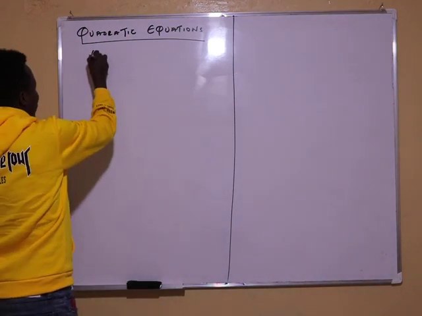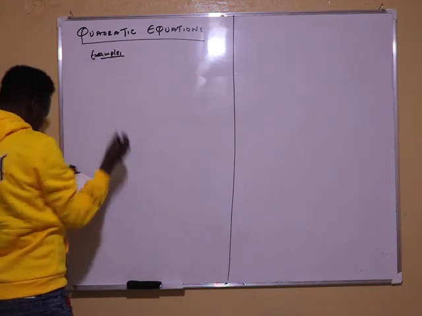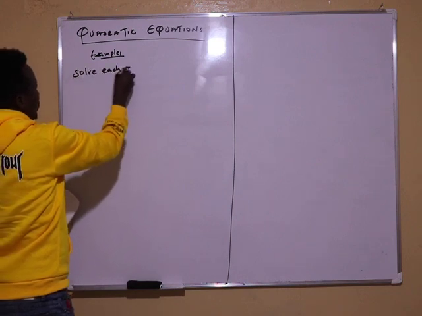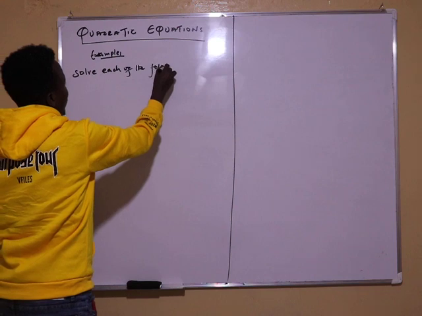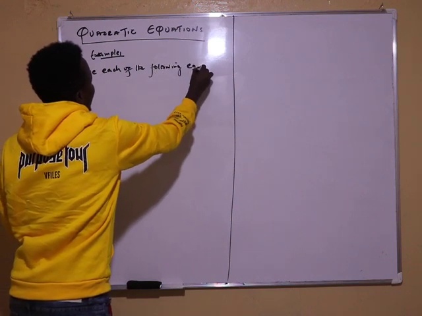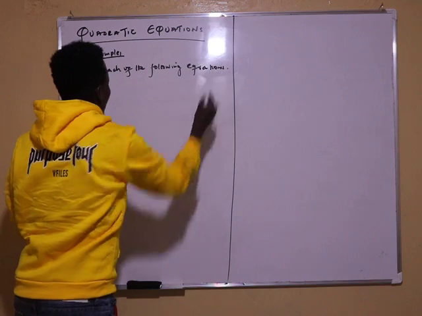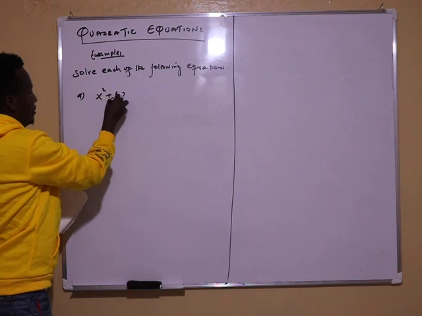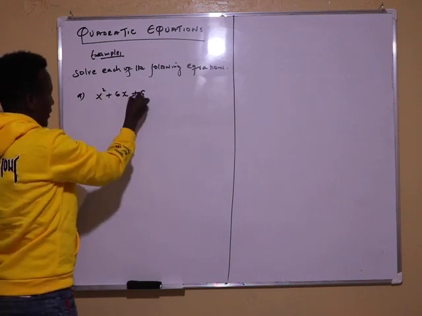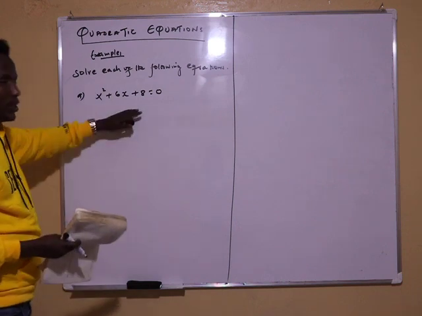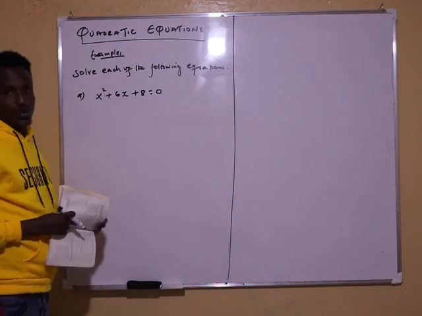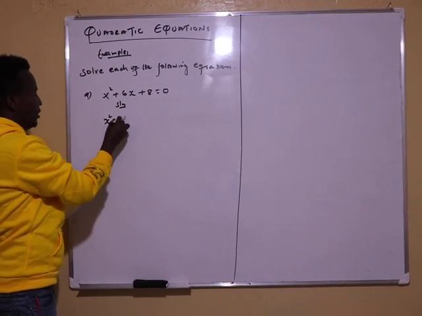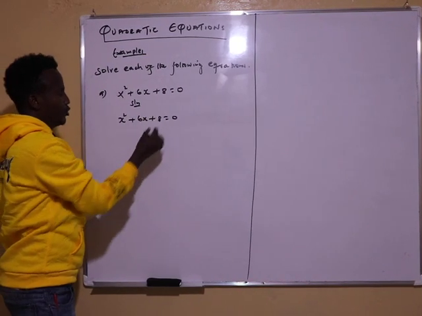Example 1, you're told solve each of the following equations. We have the first one as x squared plus 6x plus 8 is equal to 0. This is quadratic equation for your information. What we're going to do is, we are going to write in the solution part, write the equation x squared plus 6x plus 8 is equal to 0.